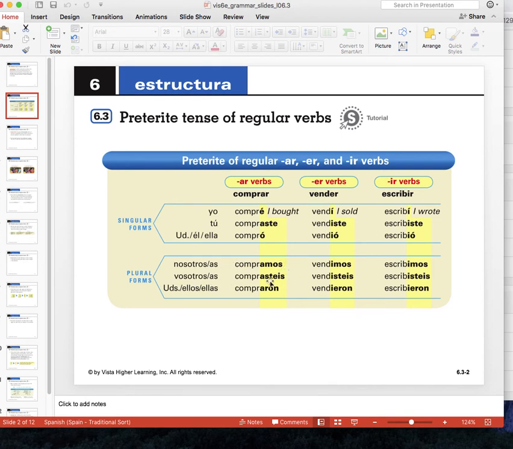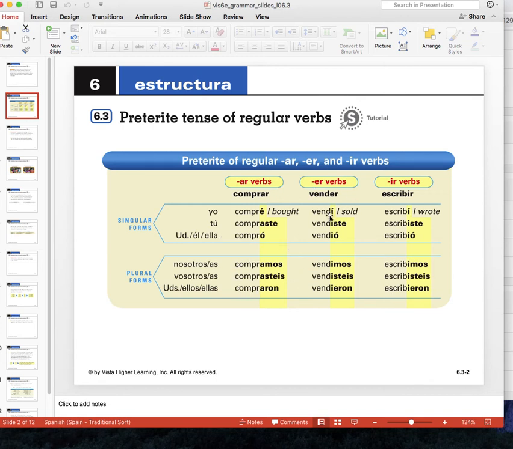The vosotros form we're not going to do because we don't do the Spain version. And then for ustedes, so for you all, ellos, they, or ellas, they, we drop off the AR and we add aron. So to say you all bought or they bought, we'd say in español, compraron. Repite, compraron. Good, so again we say compré, compraste, compró, compramos, compraron.